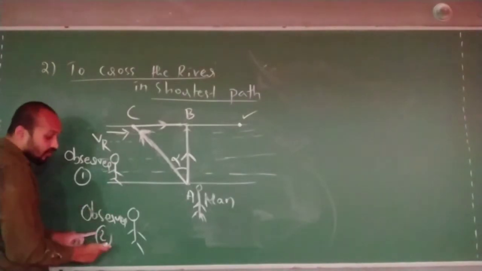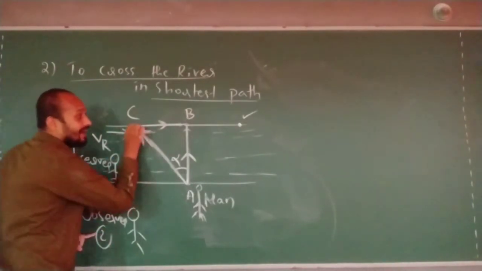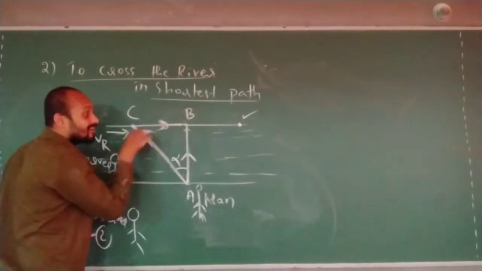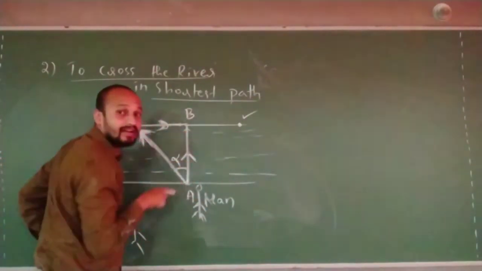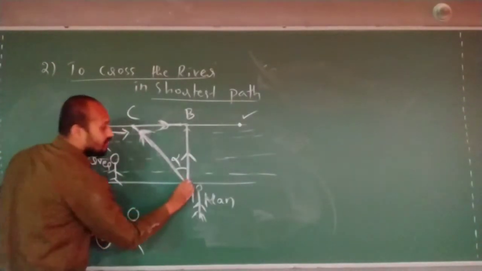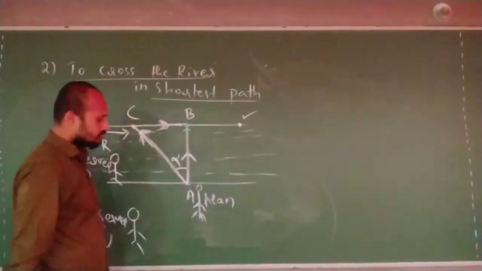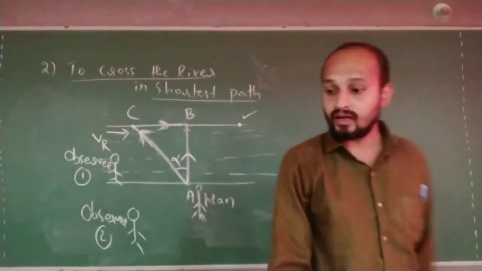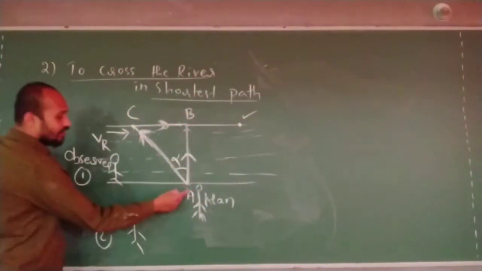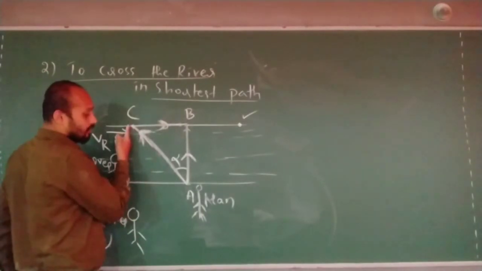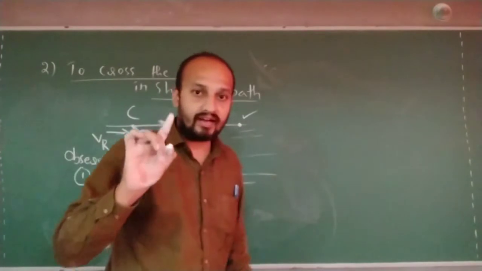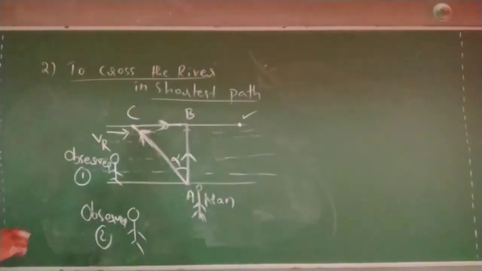But observer 2 can recognize the velocity of the river, so he can recognize the displacement along the right side also. So for observer 2, this will be the displacement. Yes or no? This will be the displacement. So I can say he is covering a distance AC. Correct?